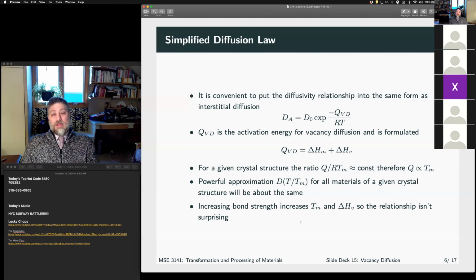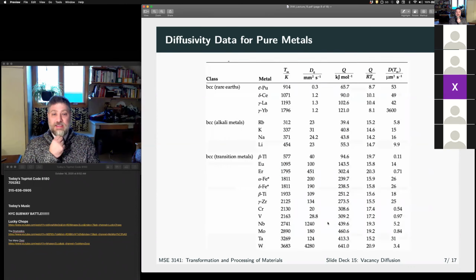So this really shouldn't be surprising, because we already know that the melting temperature is going to scale with bond strength, and so is the activation energy for diffusion, right? The enthalpy of diffusion. So it shouldn't really be surprising that this kind of relationship comes up, but it is nice.